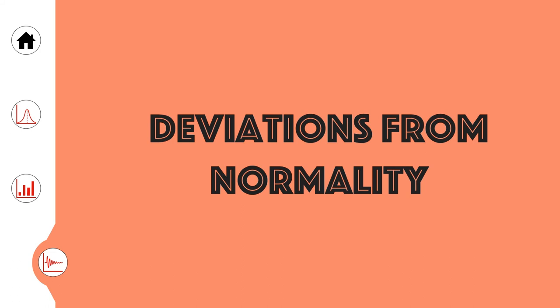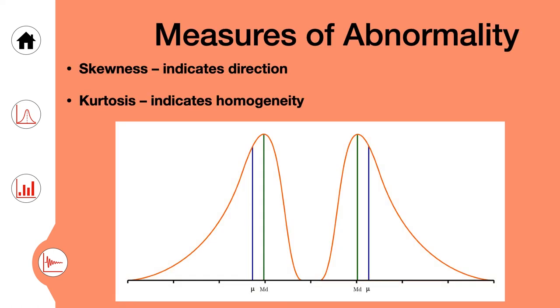Okay, so the final part of the presentation is deviations from normality. This is relatively straightforward. There are two things to keep in mind: skewness of distribution and kurtosis. Skewness indicates direction, kurtosis indicates homogeneity.